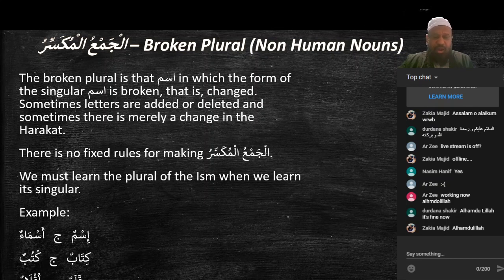Another example, Babun, jama Abwabun. So in the dictionaries or any other resources you have, you should find the jama with it. There is no fixed rule to make a Jama al-Mukassar. We just have to learn them, memorize them.